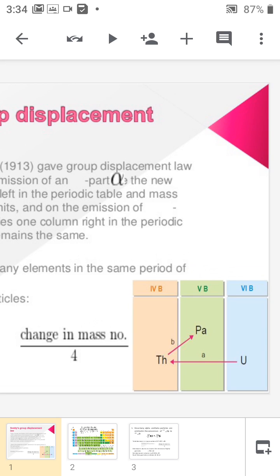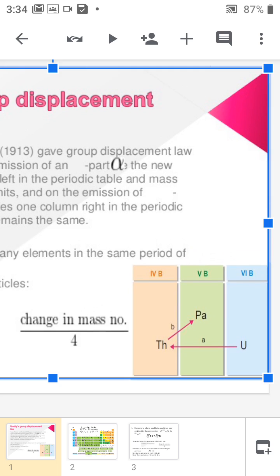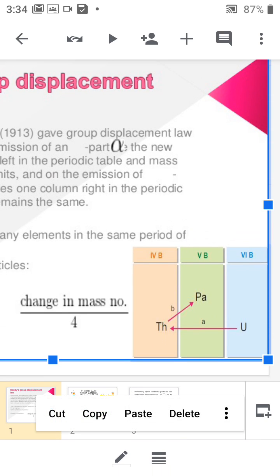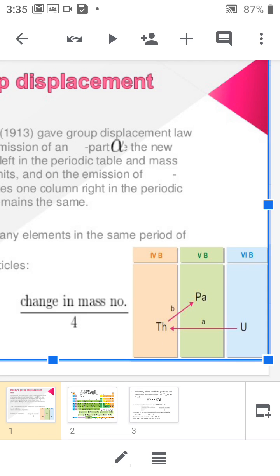Here the parent nuclei, that is uranium, emits an alpha particle, and we will get thorium as the daughter nuclei. So uranium having the atomic number 92, after emitting an alpha particle, gives a daughter element having an atomic number 2 less than that of the parent nuclei. So the atomic number of thorium is 90, and the mass number is reduced by 4.